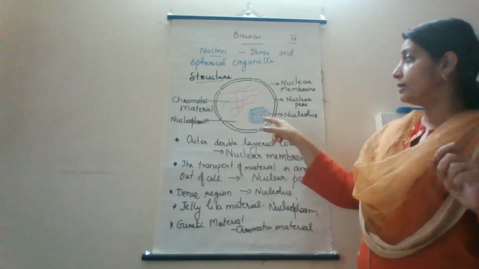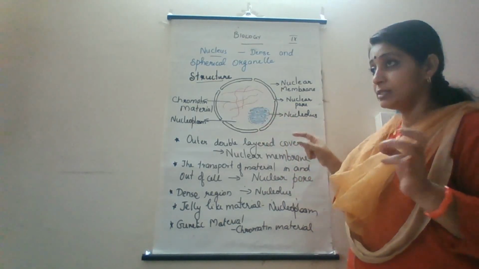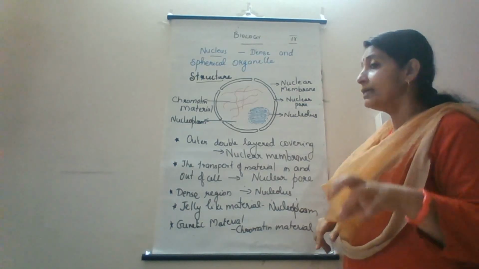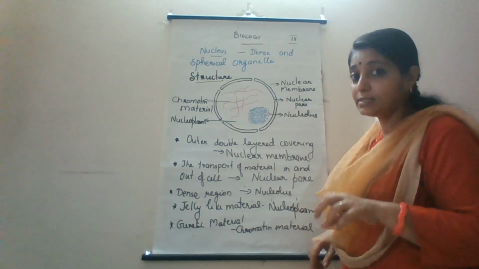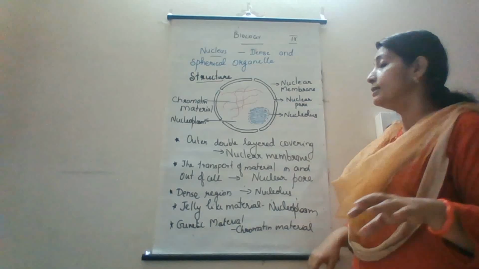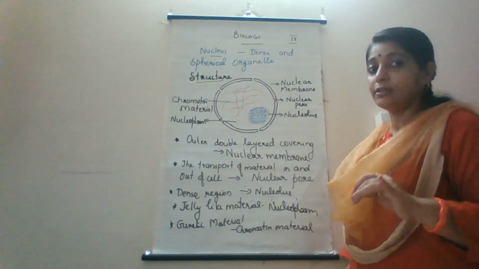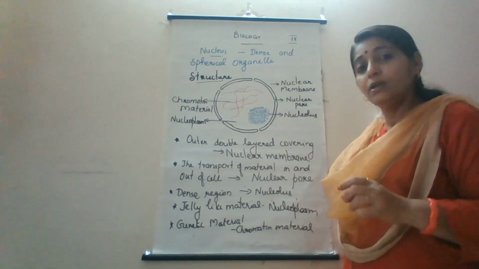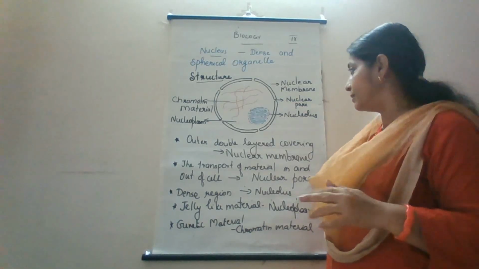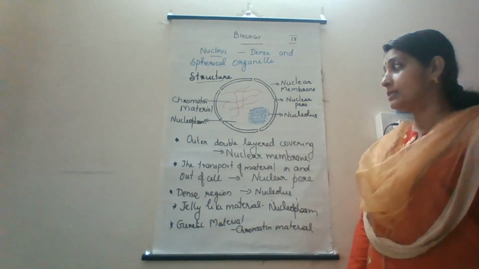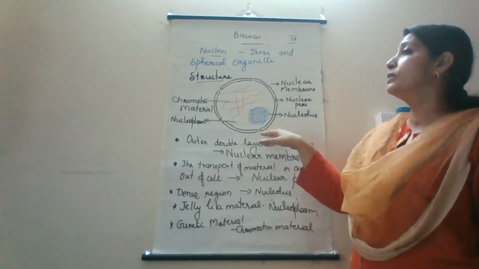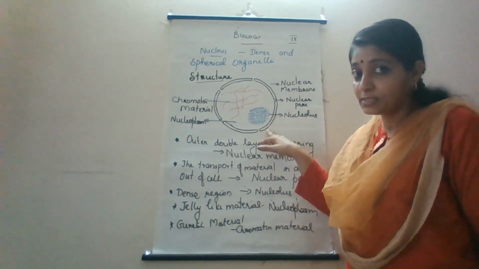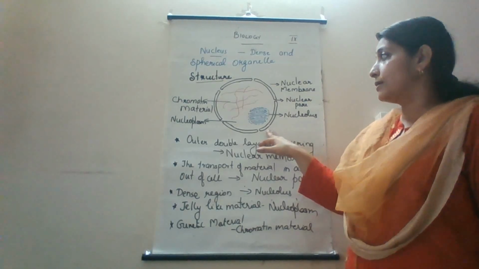Coming to the third part, that is the nucleolus. The nucleolus is a round, spherical, dense region present inside the nucleus. It has certain functions, like helping in the synthesis or production of ribosomes, which you will study in detail in the coming sessions.